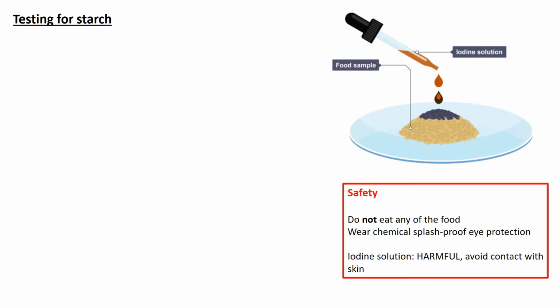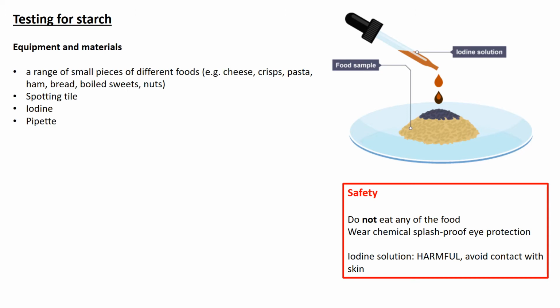And we're going to start off with starch, which is using iodine, okay? So simple materials that we're going to start off with. You can have a range of different foods. You probably use cheese, crisps, pasta, ham, maybe some boiled sweets, nuts. Okay. And we're also going to use a spotting tile or a dimple tile, iodine solution, and a pipette.